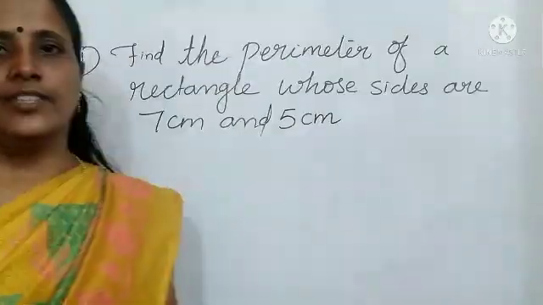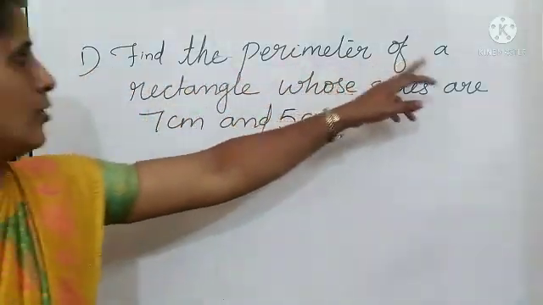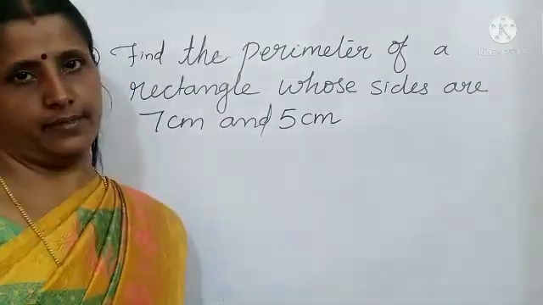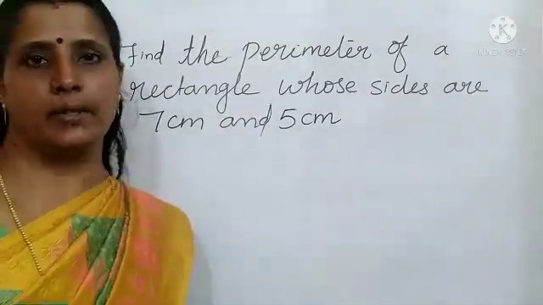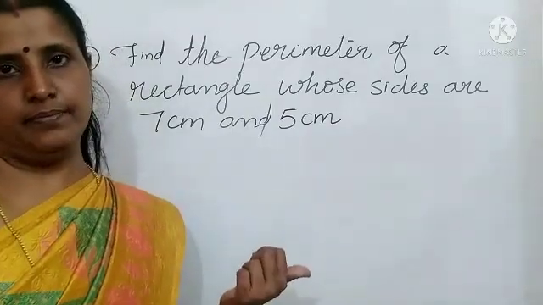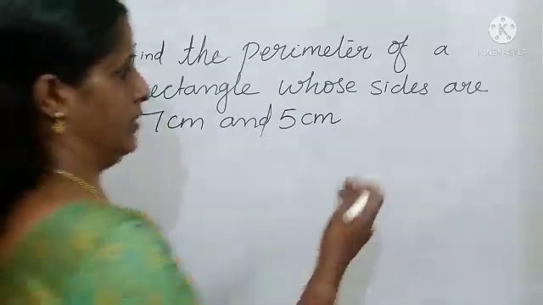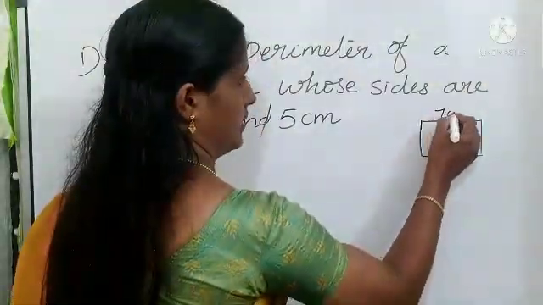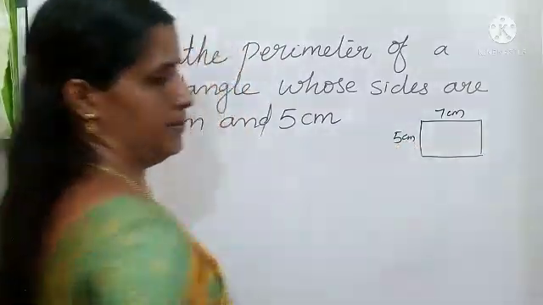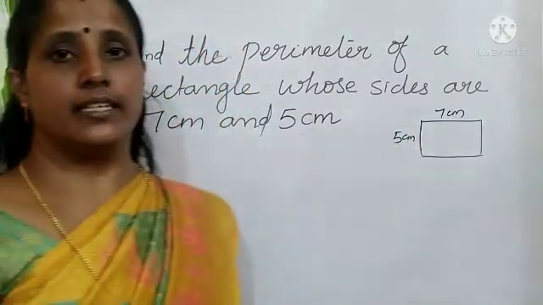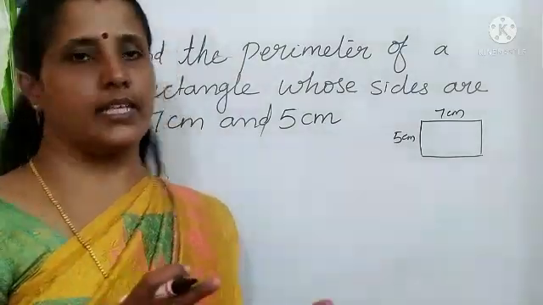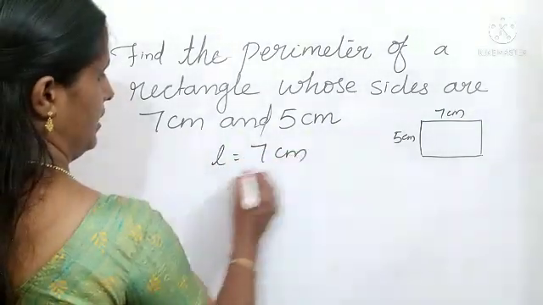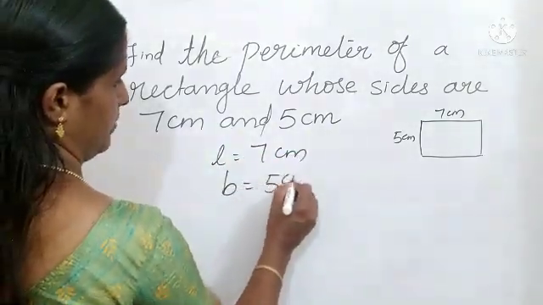Let's see. So the question, find the perimeter of a rectangle whose sides are 7 cm and 5 cm. So how can we find out the perimeter of a rectangle? So 2 measurements are given. So here I will draw one rectangle. Here I mentioned 7 cm and here is 5 cm. So what is the speciality of rectangle? Yes, opposite sides are equal. So here length is equal to 7 cm and the breadth is equal to 5 cm.